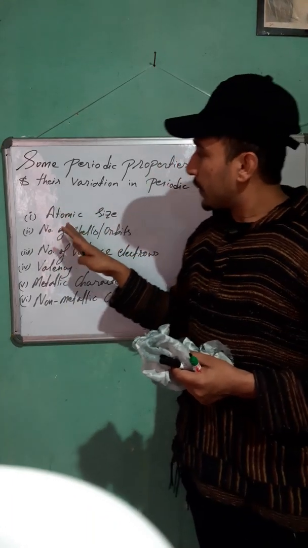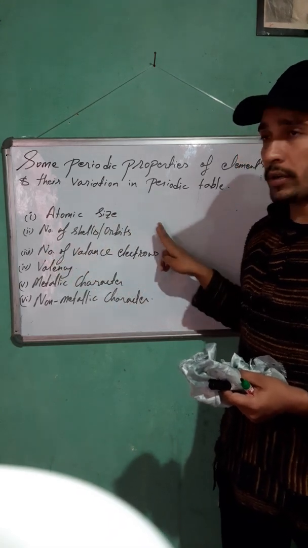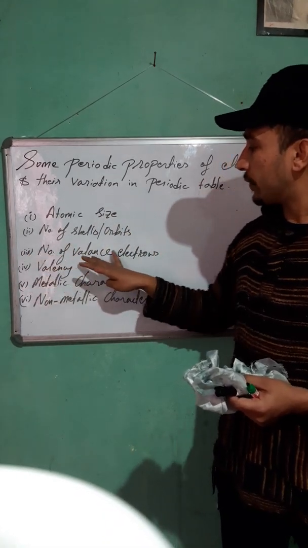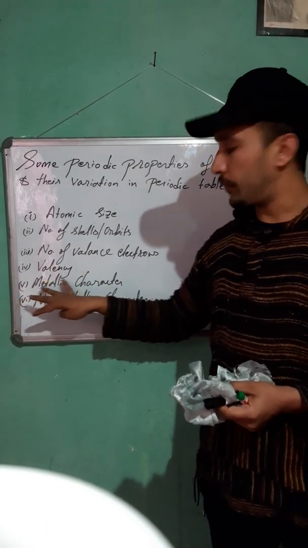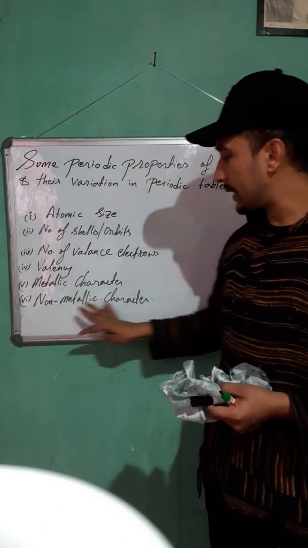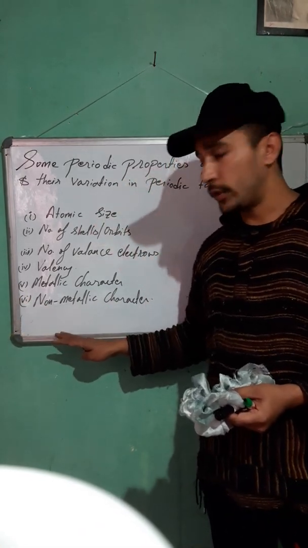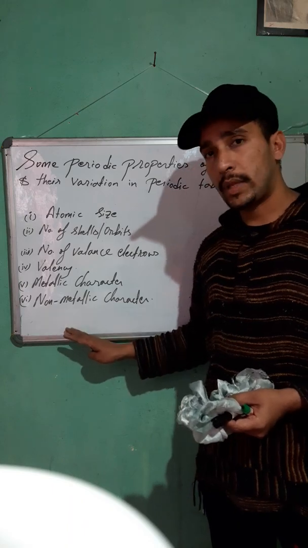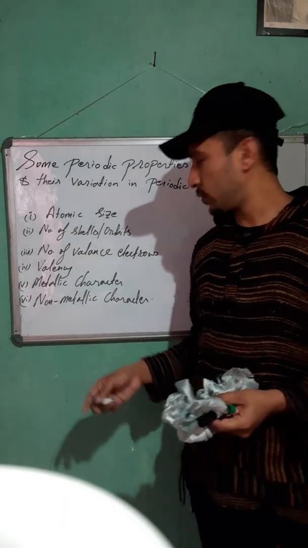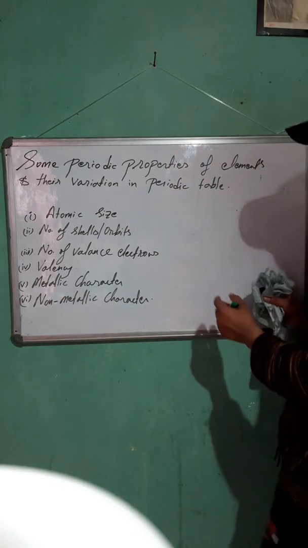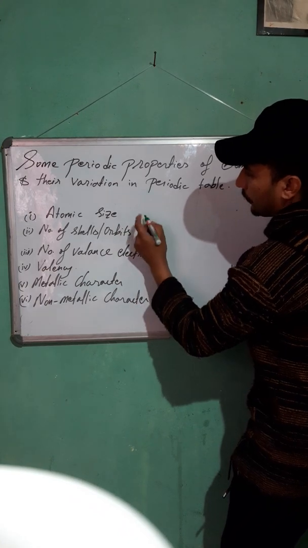So some periodic properties are: number 1, atomic size. Number 2, number of shells or orbits. Number 3, number of valence electrons. Number 4, valency. Number 5, metallic character. Number 6, non-metallic character. And there are some more properties like ionization potential, electron affinity, electronegativity, oxidizing nature, reducing nature. So many things are there. Let's do up to this one. Atomic size.